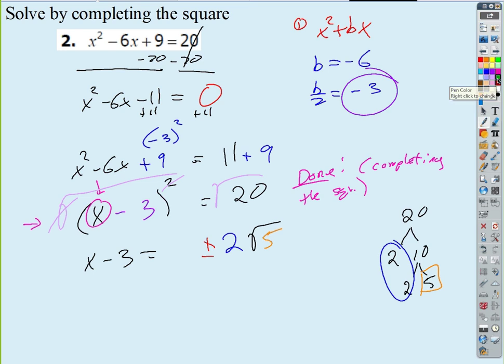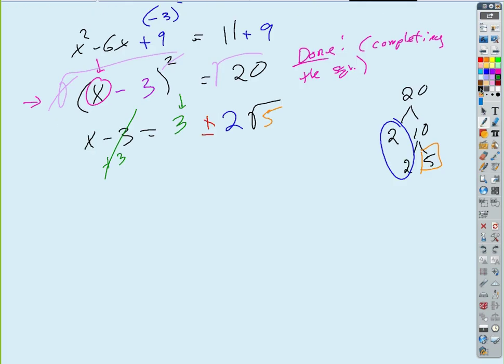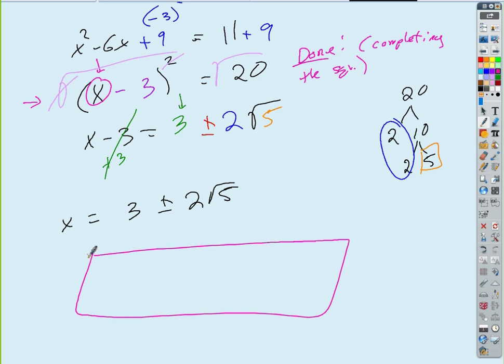And what's the last thing I have to do to get the x by itself? Add 3. Where do I put the 3? Yeah, good, in front of the plus or minus. So we add 3, and there are my answers. I get two answers, don't I? I get x equals 3 plus or minus 2 radical 5. So in Moodle, how would I write my answers if that's my Moodle answer box?